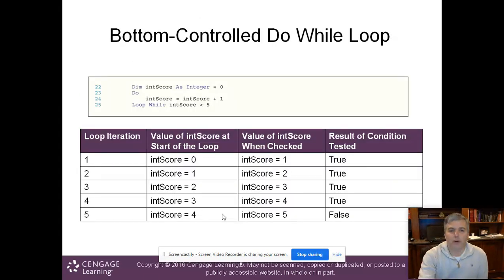Just an example of your bottom controlled loop here. Same example as before: Dim int score starting at 0. We do int score equals int score plus 1. So they're not using a compound calculation here, they're using the longhand. We loop while int score is less than 5. And notice on this one, it only executes 5 times. So in this situation, it might be a little more efficient to do it this way if the user enters proper data, okay? Because it's going to execute once and then kick out the 5th time through.